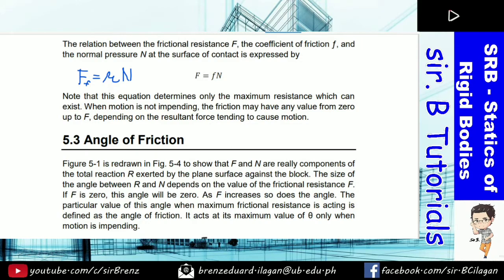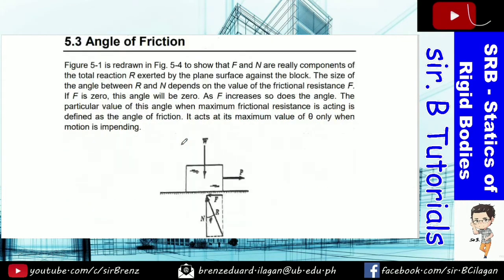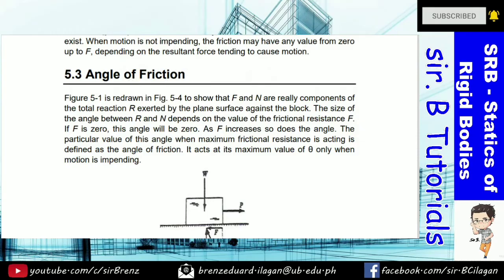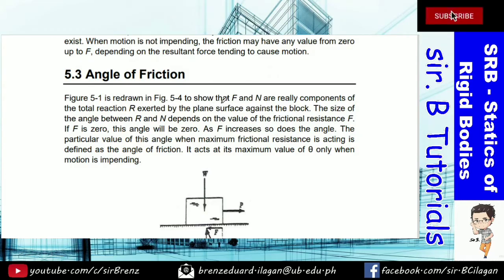Okay, so let's proceed with the next topic. This time we will now discuss 5.3, the angle of friction. From figure 5-1, so ito yung kanina, is redrawn in figure 5-4. So ito na siya ngayon, okay? To show that F and N are really components of the total reaction R exerted by the plane surface against the block.